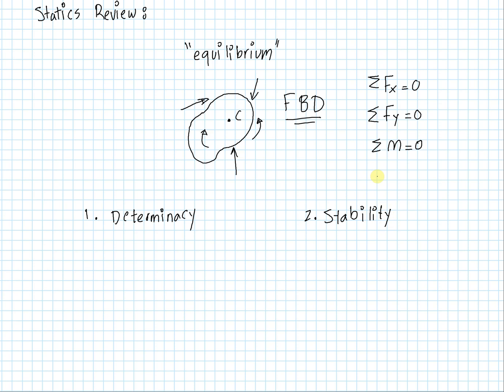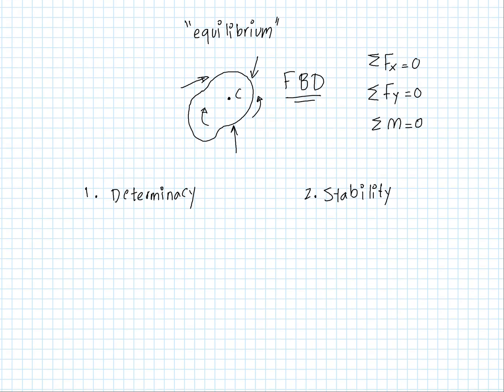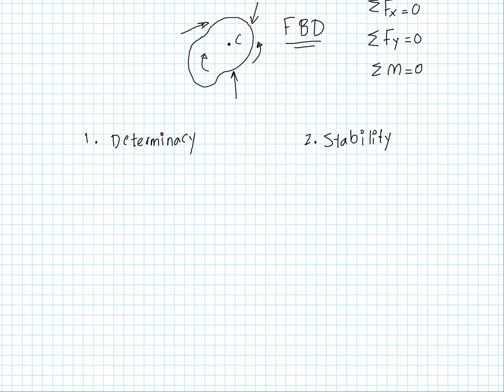Stability, as you may have experienced in your personal lives, is very intuitive. Anytime you don't have equilibrium, for instance, you have stability issues. So a physical object goes from a state of being at rest to a state of motion and perhaps acceleration because the resultant forces are not equal to 0. But to begin with, we're going to focus on determinacy and what it means for a structural system to be determinate.